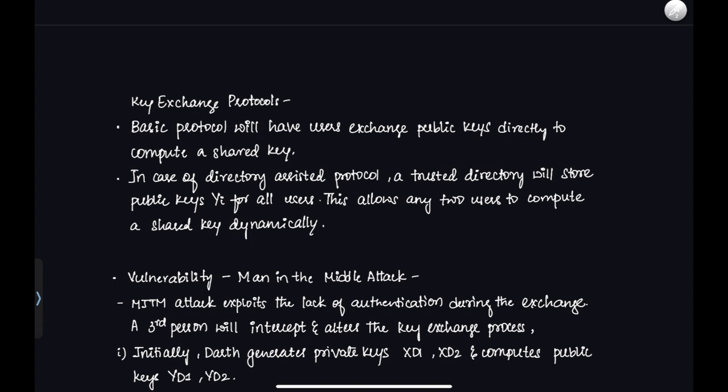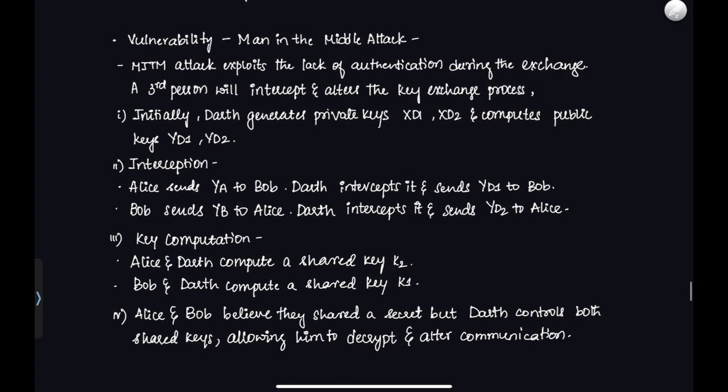Next we'll look into the vulnerability, that is the man in the middle attack. Again, from an exam perspective, this is very important because the Diffie-Hellman key exchange algorithm is very easy. Even just remembering the calculation part, you can write it very easily. Explain it properly. Coming to this man in the middle attack, you have to be a little careful here. The man in the middle attack exploits the lack of authentication during the exchange of keys.